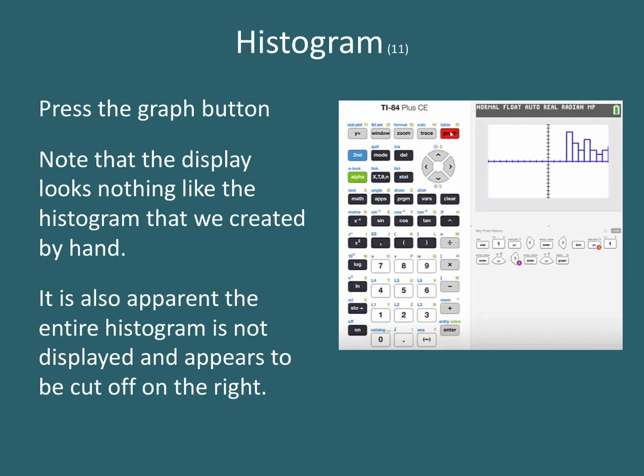Now we will press the graph button. The graph button is located in the upper right corner. Once you hit the graph button, you will get a histogram.